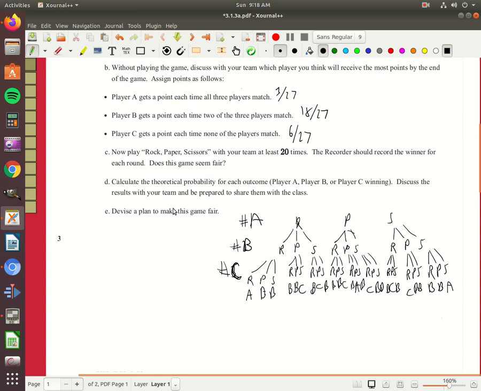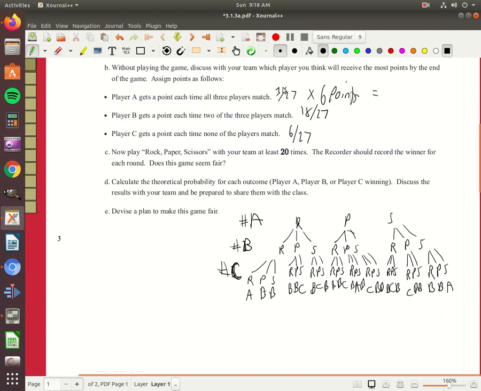Now it says, describe a plan to make this game fair. Well, here's where money always makes this a lot easier, or a point system makes this a lot easier. What if we said, all right, here's what we'll do. Every time player A wins, because they shouldn't win very often, we'll make it worth 6 points.